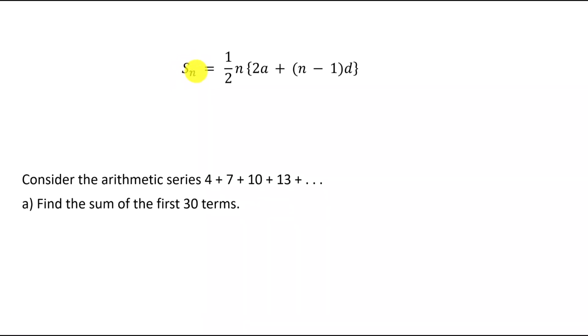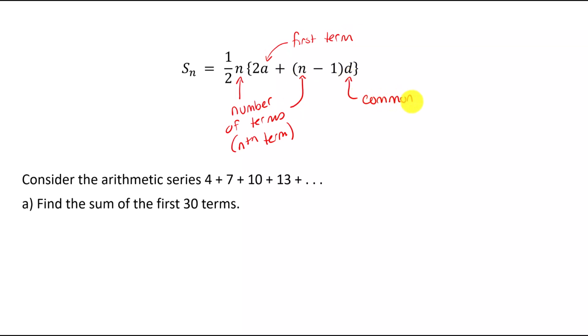So this is our sum formula. S sub n, S for sum, and n meaning the number of terms. The values in this are the same as in our other formula. n is still the number of terms, often referred to as the nth term. a is still the first term, just like before, n is the number of terms, and d is the common difference. That's true for this formula, just like it was for the other one we've been using.